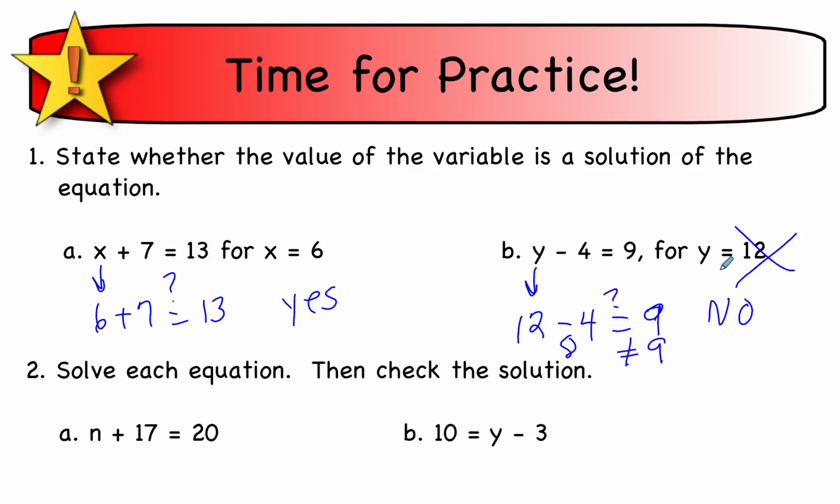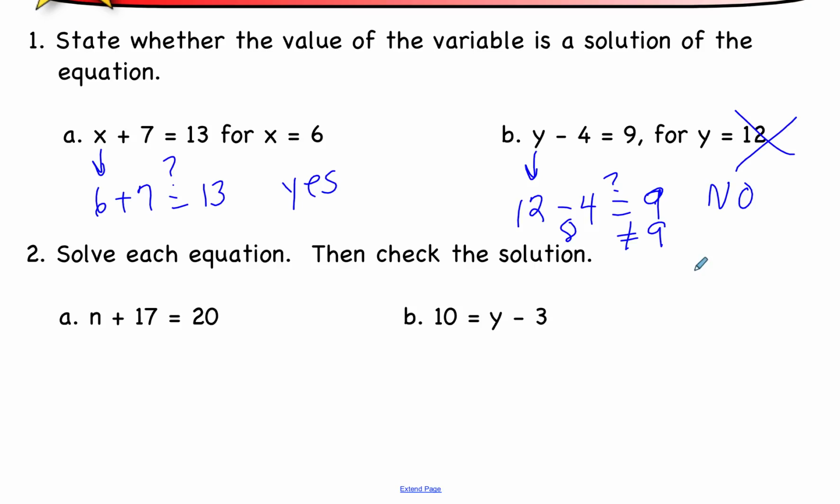12 does not work. In number 2, it says to solve the equation, so we're going to do the inverse operation. In part A, we have 17 being added to n. The inverse operation of addition is subtraction, and whatever we do to one side, we must also do to the other. So our 17s cancel, and we get n is equal to 3.